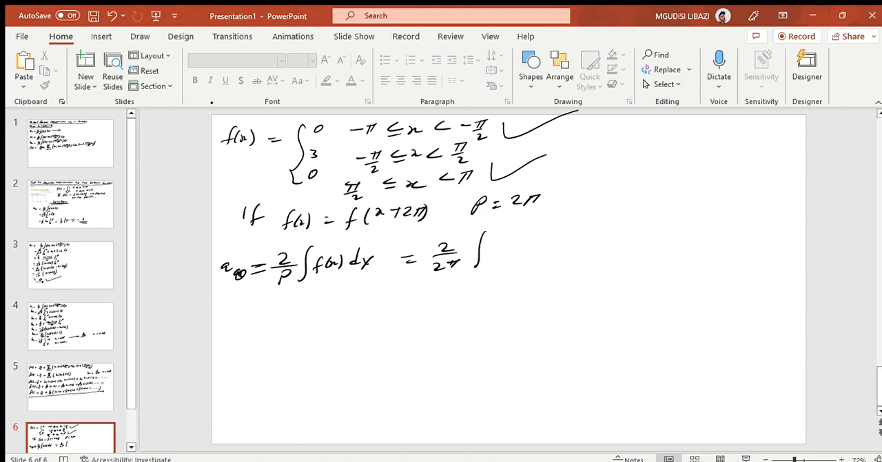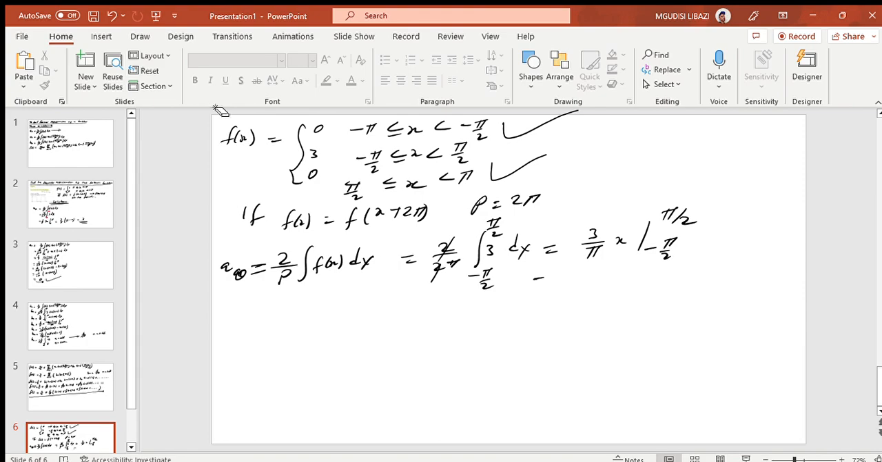So that means now we'll just be left with what? With a function which is 3. And this function is defined from negative pi over 2 to pi over 2, and then dx. So that's going to be 3 over pi, because the 2 will cancel 2, taking the pi to the other side. Then we are left with the dx, which is going to be x, integrated from negative pi over 2 to pi over 2.